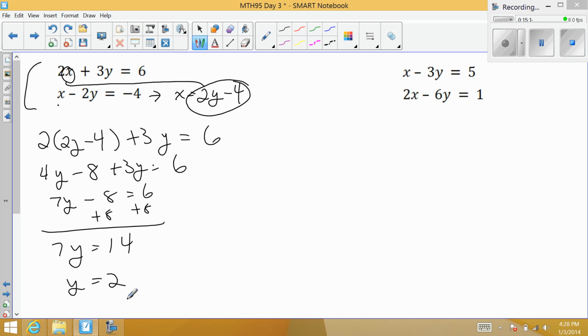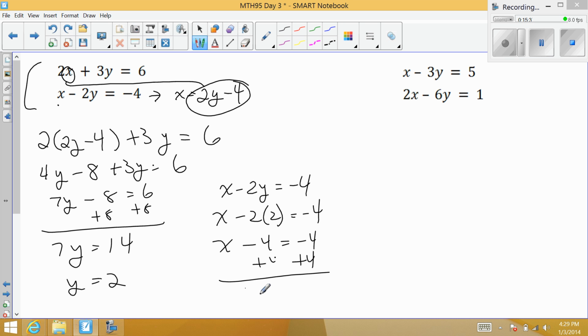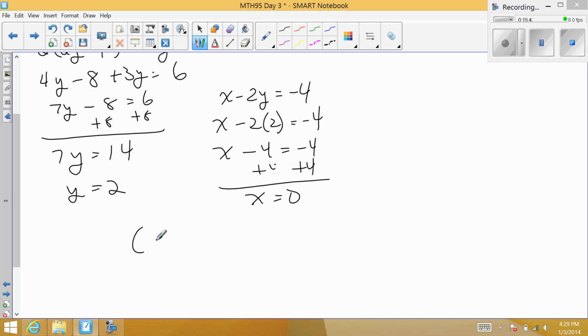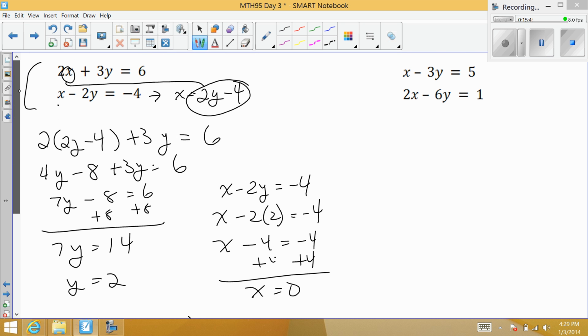I'm halfway there. Then I need to go back and find the x, so I can go to either of the two equations. I think I'll take the second one, a little less complicated. X subtract 2y is negative 4, and I'll replace the y with the value I found for y, and solve. And I get x equals 0. So it takes these two numbers to make my one solution. X is 0, y is 2. Okay, so I want you to take this next one, and you do that one as part of your pre-class assignment to hand in at the next class.